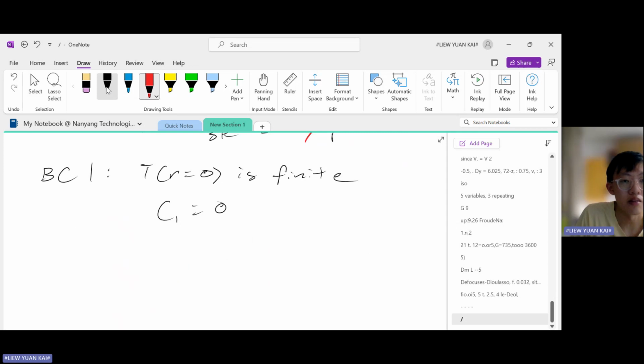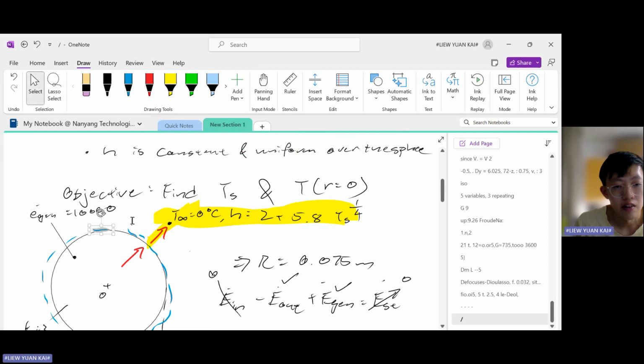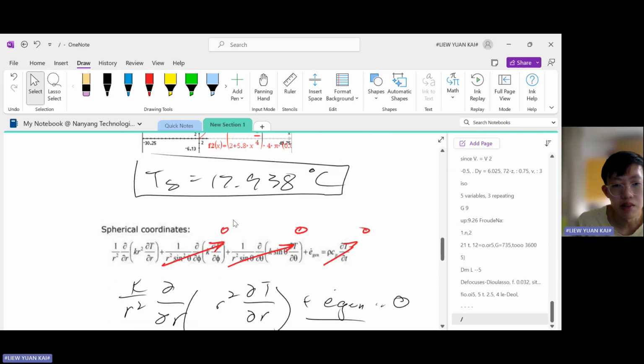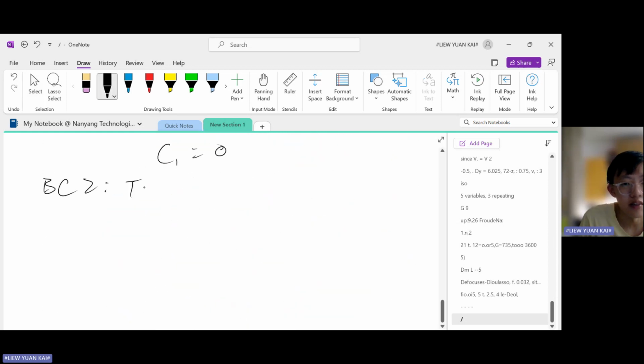Okay, so the next boundary condition I'm going to use is, sorry, not the heat transfer process at the surface. The second boundary condition that I'm going to use is the physical condition happening at the surface, when R is equal to 0.075. We already calculated the surface temperature to be 17.938. So when R is equal to 0.075, the temperature is 17.938 degrees Celsius.